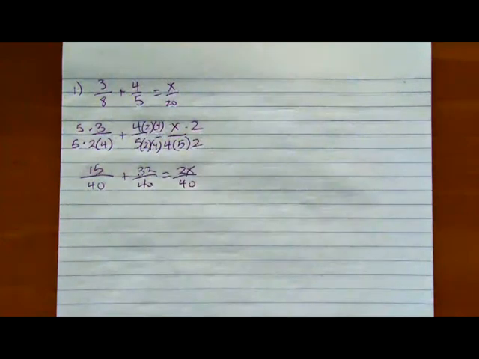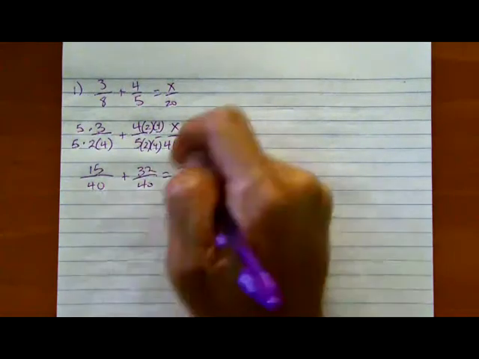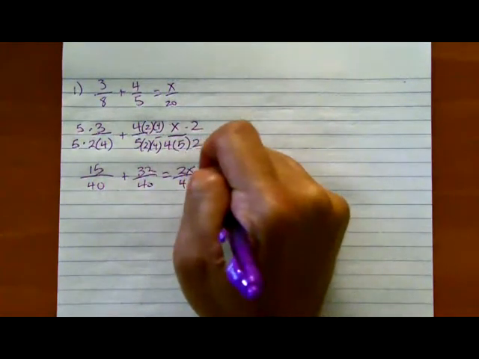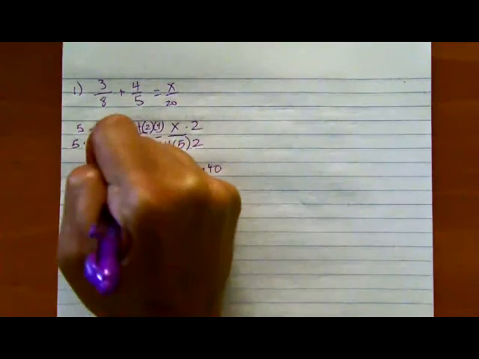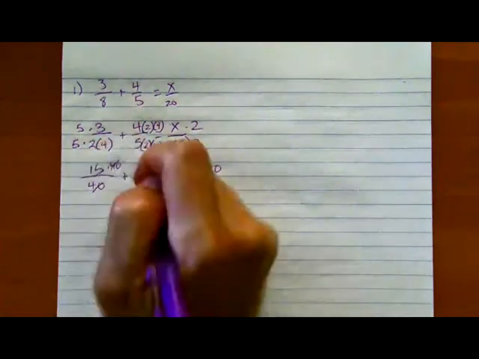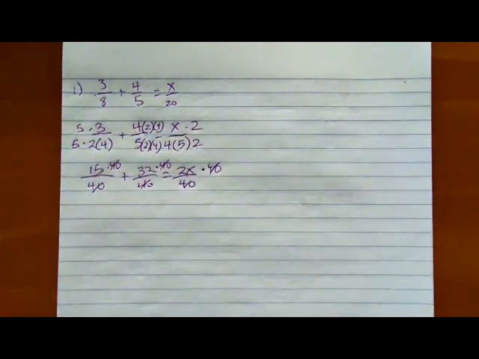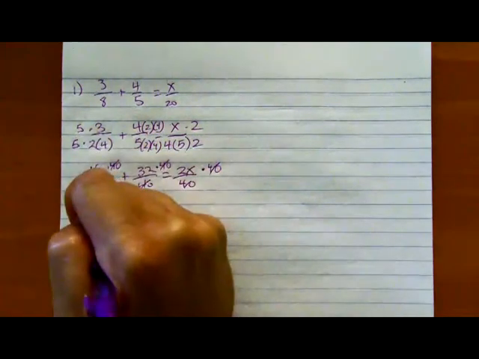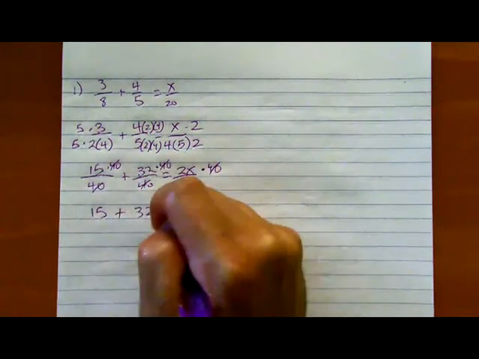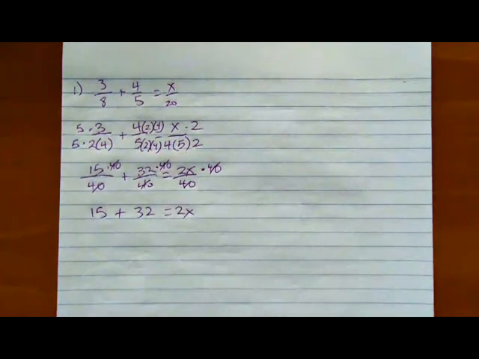Okay, so we've achieved some balance. All the denominators match. Now we just got to eliminate the denominator. Multiply everything by 40 on both sides. That'll cancel the denominator. Now we have 15 plus 32 equals 2x. Okay, all the fractions are gone. All we got to do is solve.